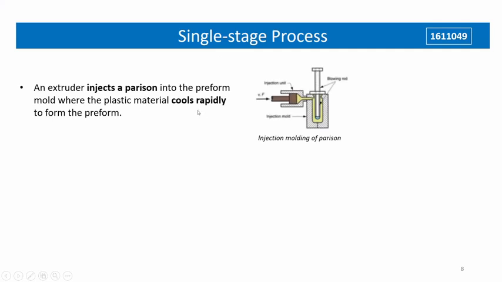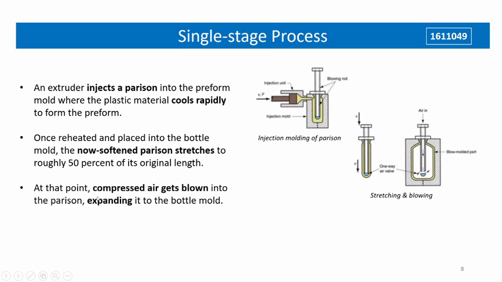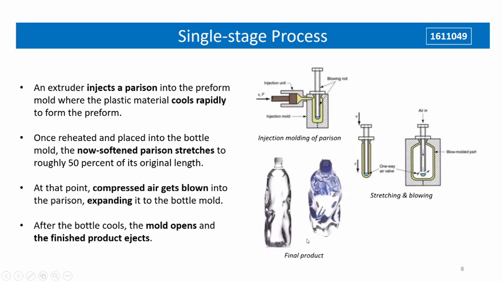Firstly, an extruder injects a parison into the preform mold where the plastic material cools rapidly to form the preform, and then once reheated and placed into the bottle mold, the softened parison stretches to roughly 50% of its original length. And then at that point, compressed air gets blown into the parison, expanding it into the bottle mold. After the bottle cools, the mold opens and the finished product ejects. This is the picture of the final product.